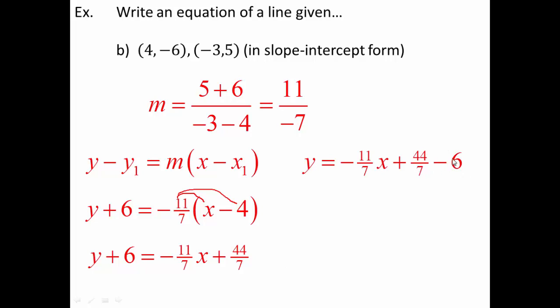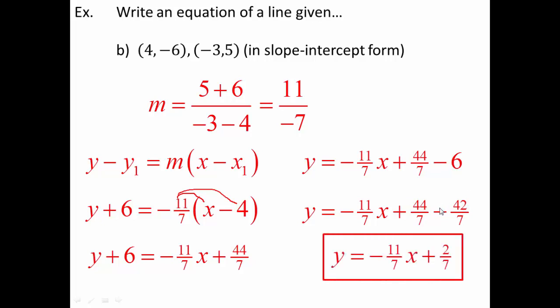Subtracting the 6 means I need to subtract the fraction and the 6. Remember that 6 is really a fraction, 6 over 1, common denominator of 7. So if I convert the 6 into a fraction with a denominator of 7, it becomes 42 over 7. 44 minus 42 is 2 over 7. So I have my slope-intercept form, negative 11 over 7x plus 2 over 7.